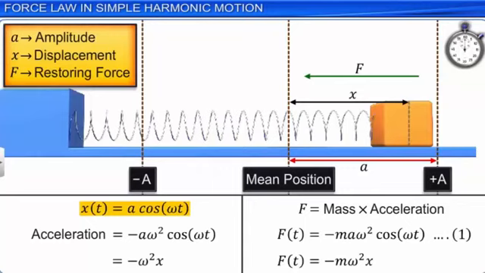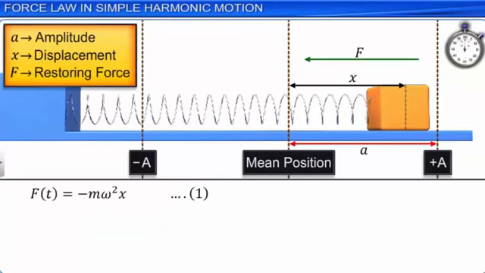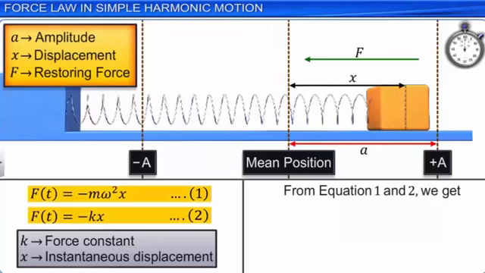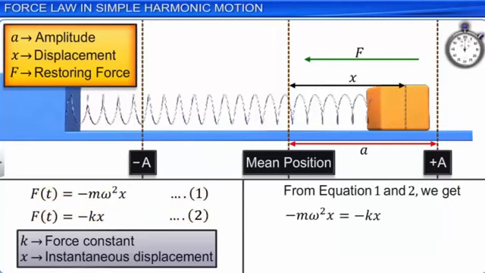Earlier we have seen that the force due to simple harmonic motion can be written as F of t is equal to minus kx, where k is the force constant and x is the instantaneous displacement of the body. Let this be equation 2. Equating 1 and 2 and simplifying, we get m omega square is equal to k, or omega square is equal to k by m. Hence, angular frequency omega is equal to the square root of k by m.